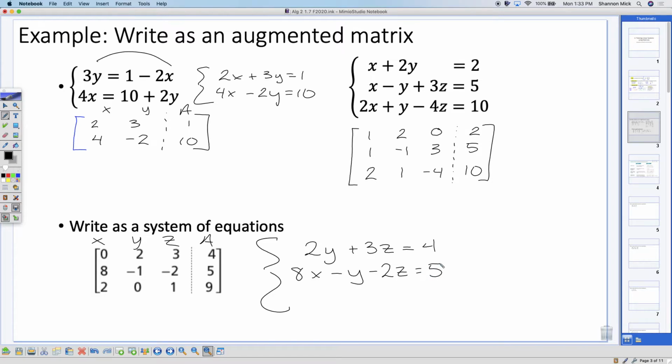Now you don't have to worry about knowing if it's a 2 or a Z, right? True. And your last one is 2x plus 1y plus 1z equals 9.